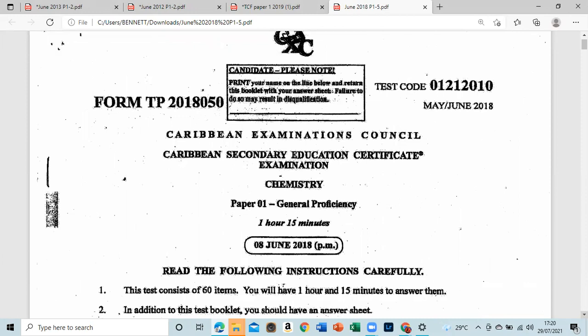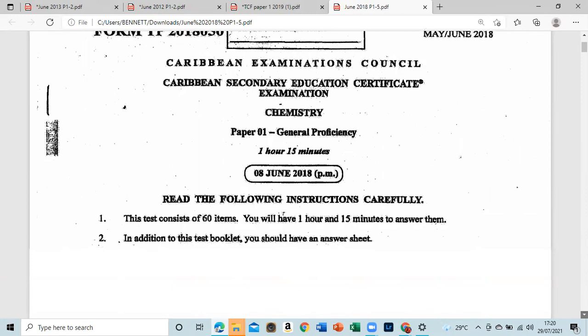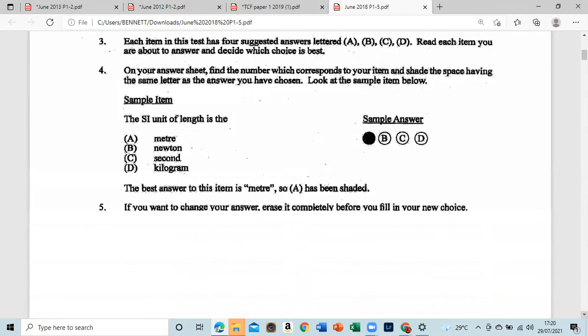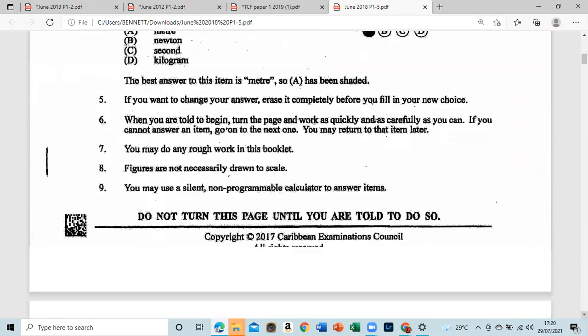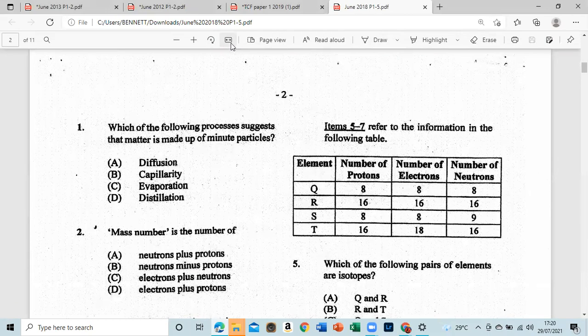Alright, so this is a 2018 paper. We're gonna go right to it, guys. Number one, which of the following processes suggests the matter is made up of minute particles? That is A, diffusion. More papers to come, guys. Number two, define the energy. The mass number is the number of neutrons plus protons, so that is A.